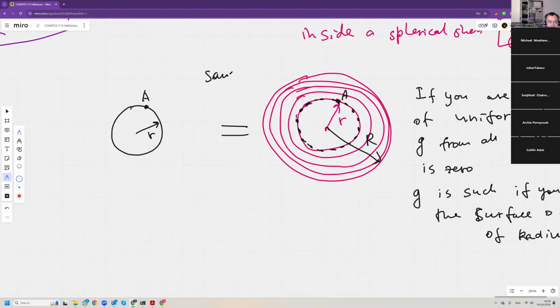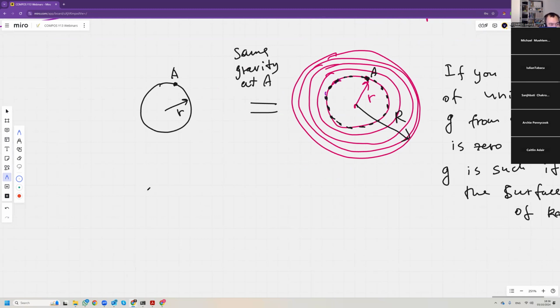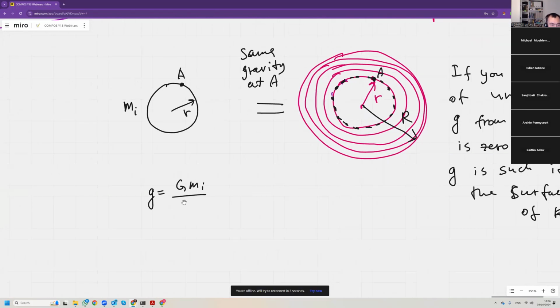Same gravity at A. And this is a profound result. It's a really nice result. And let's see what's the gravitational field on the surface of a planet with radius r small. Well, the gravitational field is the mass of the planet, but it's not the mass of the original planet, it's the mass of the planet, let's call it mi. It's G mi divided by r squared. Well, yeah, if you can approximate the Earth as a solid sphere, then yes. But of course, the density of the Earth is not uniform, so it's slightly off.